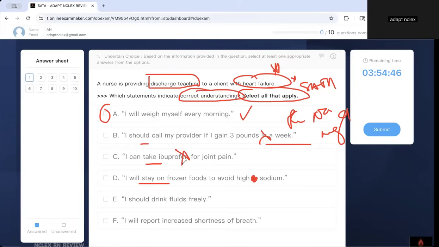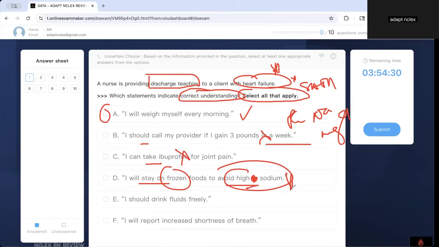Of course, high sodium is a trap. But what is the problem? Frozen food contains a bunch of high sodium. Therefore, you want to avoid high sodium by not eating the wrong thing. Common sense, I cancel you.